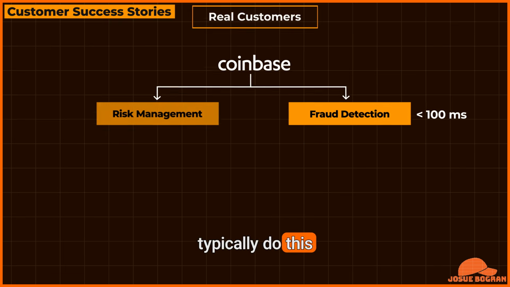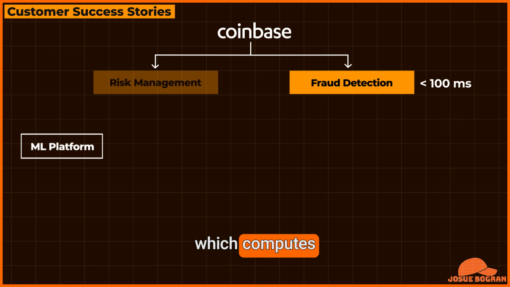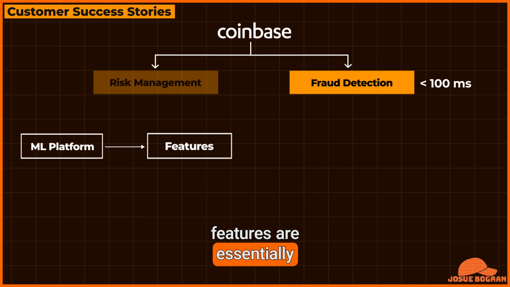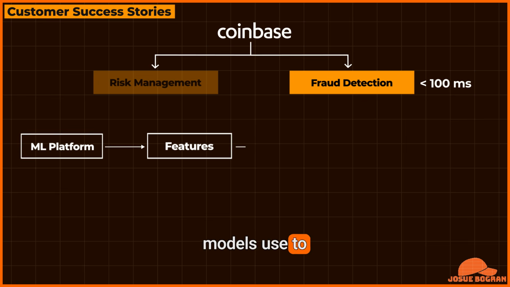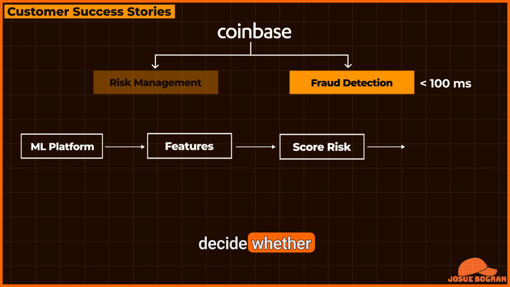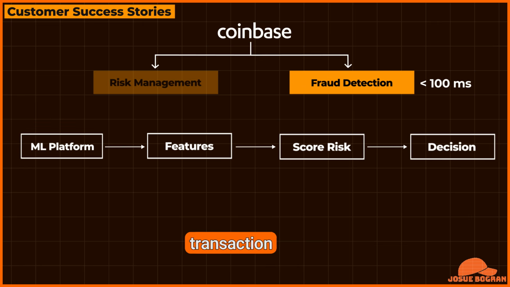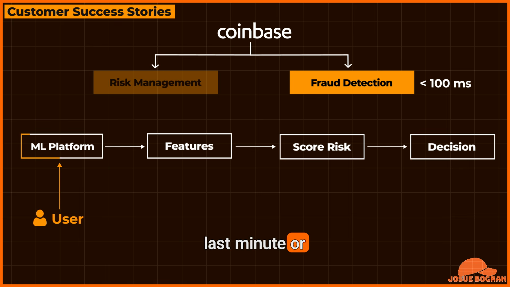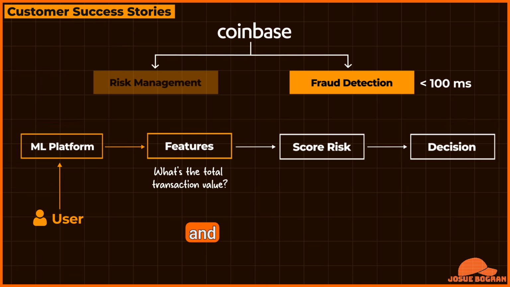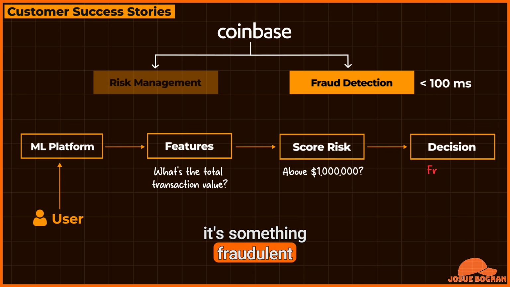Now, how do they typically do this? They have an ML platform which computes what they call features. Features are essentially things that their ML models use to score risk and decide whether something is a fraudulent transaction or not. So the simplest example would be, from this user for the last minute or the last 5 minutes, what's the total transaction value that has happened? Okay, and you need that number. If it's above $1 million, you know there's some bot trying to attack your system, or it's something fraudulent.